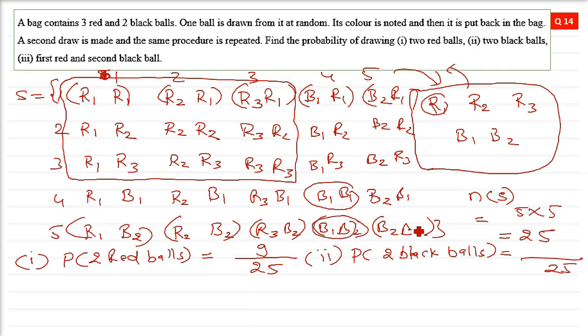Just see the right lower corner, and this periphery which I am making right now represents first and second ball as black balls in any order. So 4 by 25 is the probability. Third one.